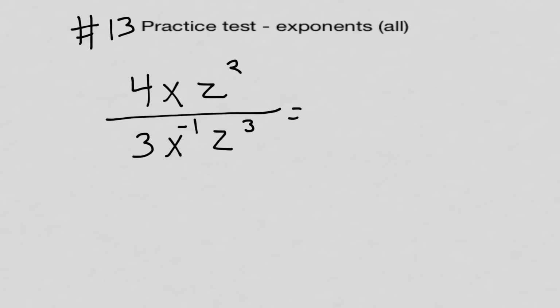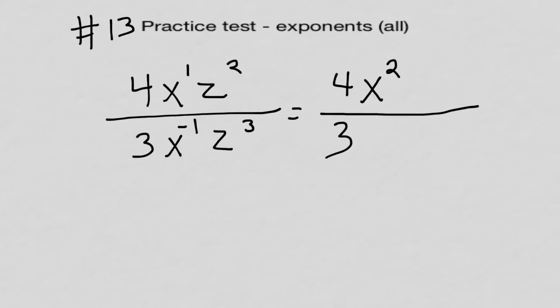All right, so this one, I know it's going to be a fraction. Let's start with the 4 and the 3. 4 and the 3 doesn't reduce, so I just bring it over. That's my numbers. Now I'm going to do the x's. This is x to the first over top of x to the negative 1. When dealing with division, you subtract exponents. So this is going to be 1 minus negative 1. Minus a negative is positive, so it's going to be 2, so this will be x squared.